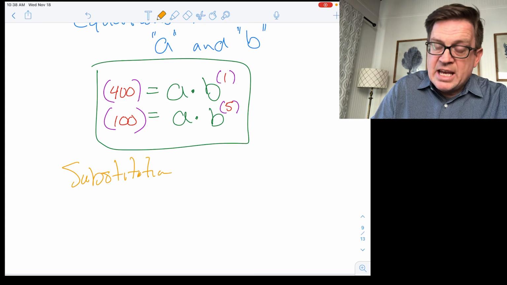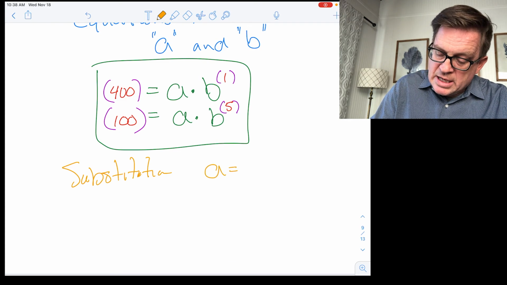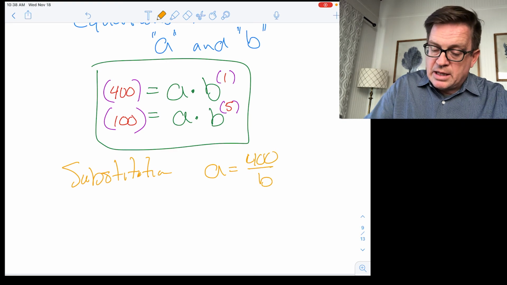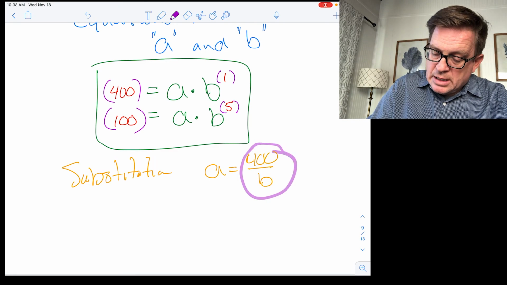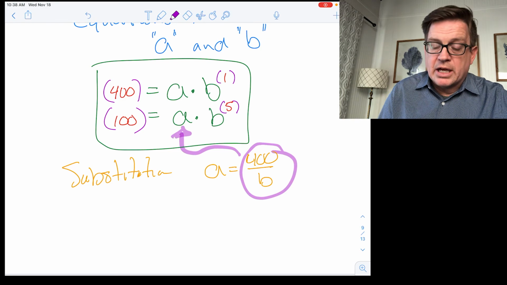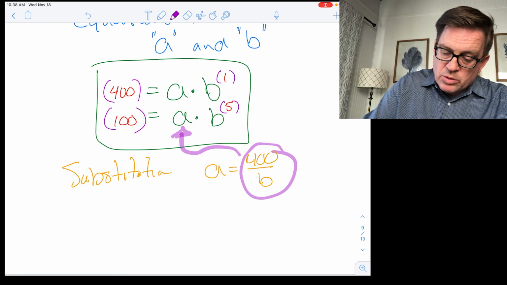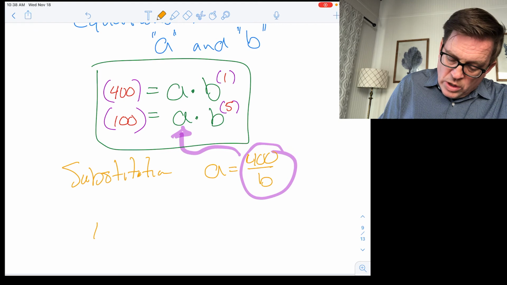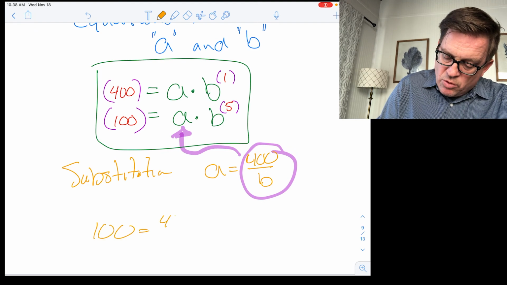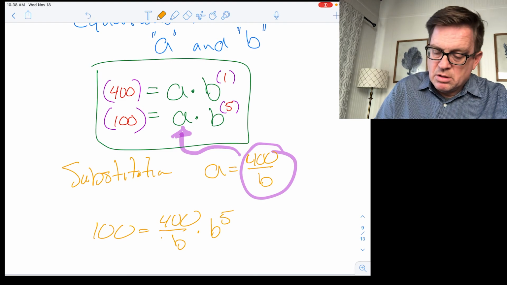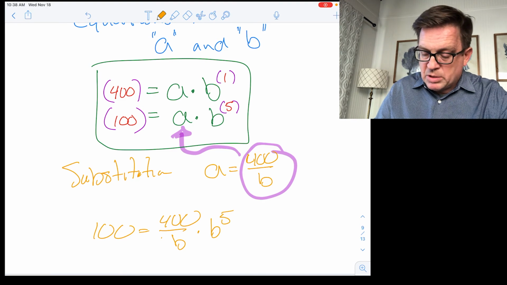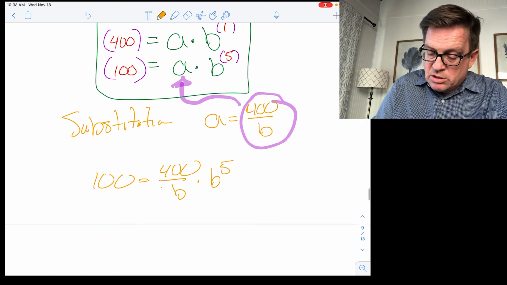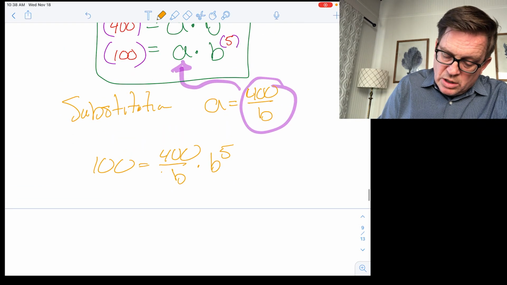So solve for A in the first equation. A is equal to 400 divided by B. And then we can take that and substitute it in for A. And so what happens when we do that? We get 100 equals 400 over B times B to the 5th. That's what the equation said. We plug that in, and then we simplify. And now we can solve using whatever method we want.